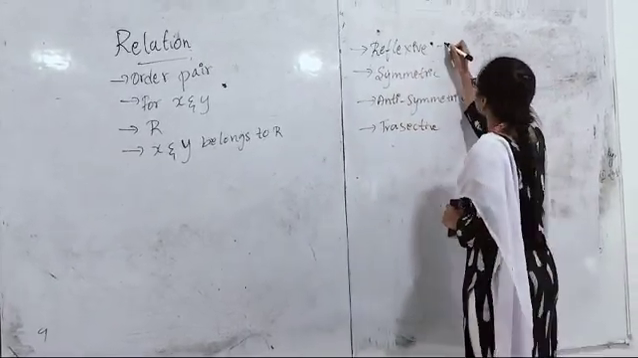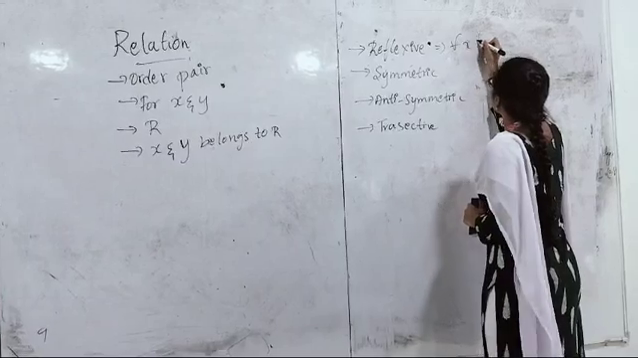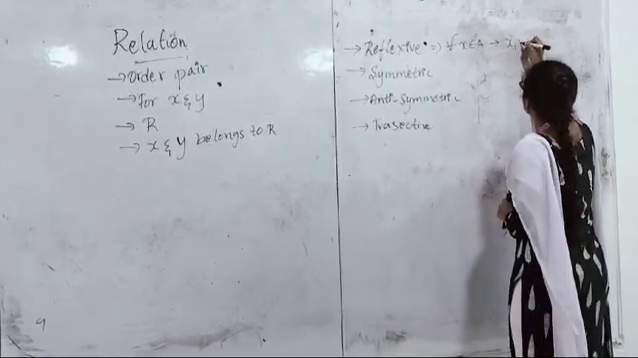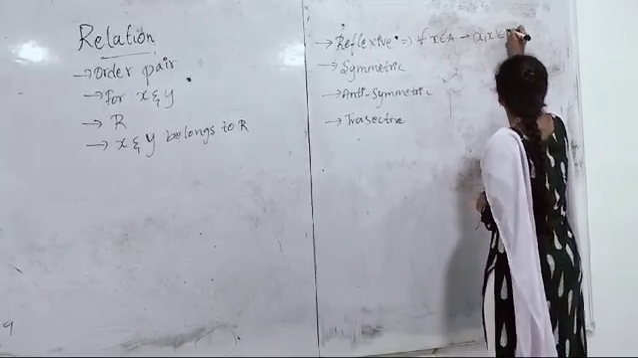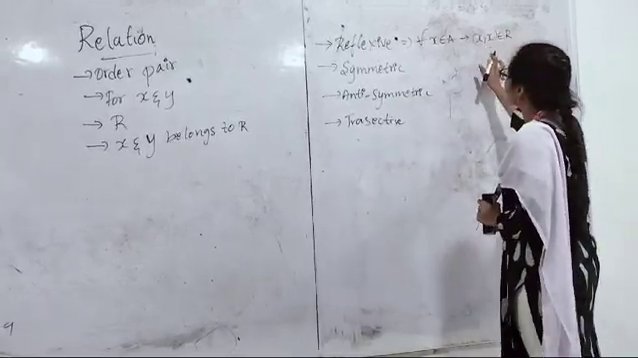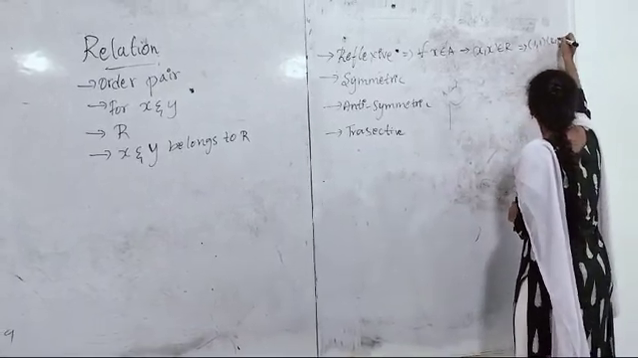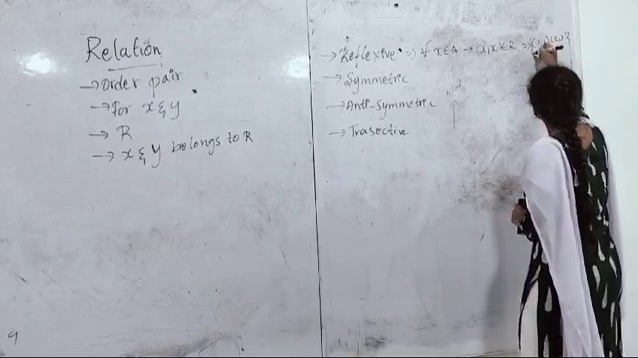Reflexive means for all x belongs to A, (x, x) belongs to R. R is a relation and (x, x) means, for example, (1, 1), (2, 2). This is the example.